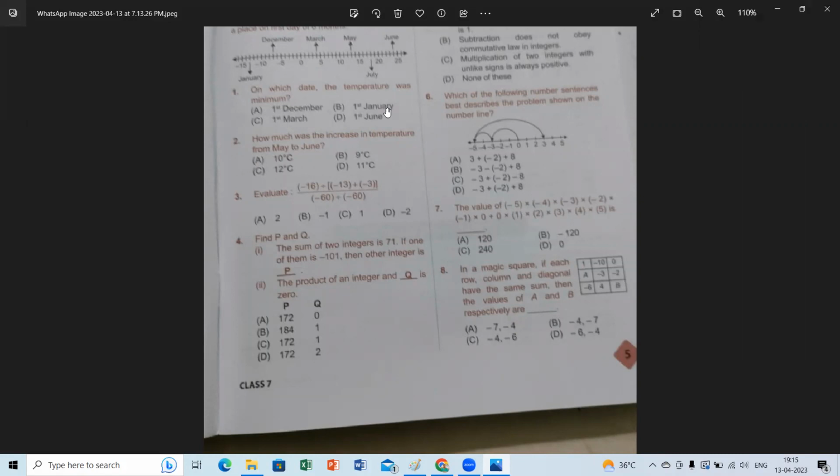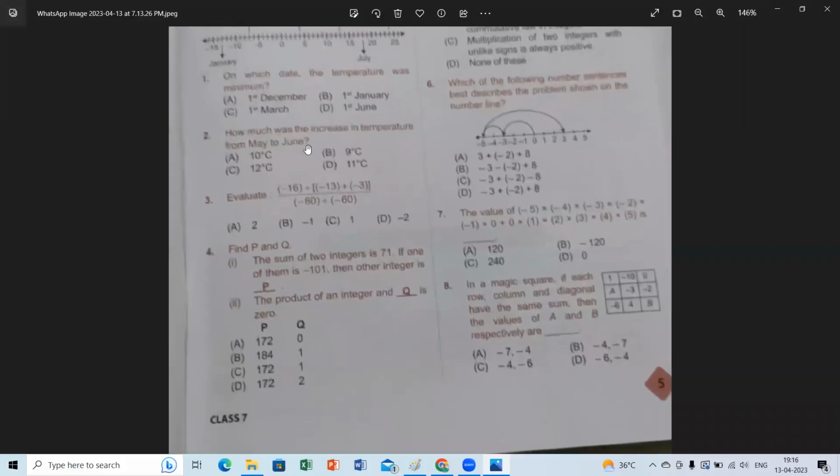Now, how much was the increase in temperature from May to June? You have to compare from May to June. May is 13 degrees Celsius. Then in June the temperature is 24 degrees Celsius. From 13 to 24, how many degrees Celsius do we have? Or else count how many lines are there. You can easily identify. 11 degrees Celsius. The increase from May to June is 11 degrees Celsius.